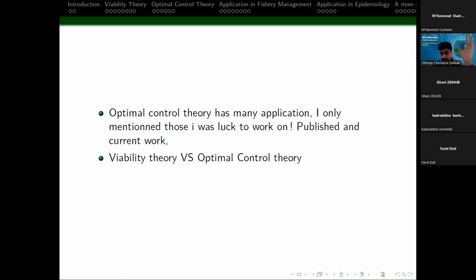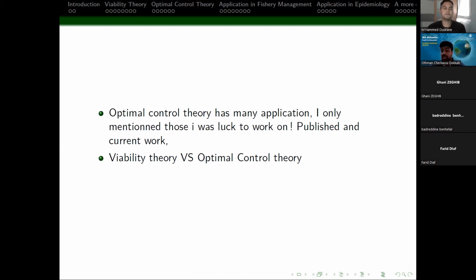And I will end, this is my last slide, by telling you that the optimal control theory has many applications. I only mentioned those I was lucky to work on, either published or current works. And there's always still the dilemma between the viability theory and the optimal control theory. I always tell you that the viability theory is not my favorite one, just because it doesn't help you do much. It doesn't have an optimality. It doesn't help you if anything.